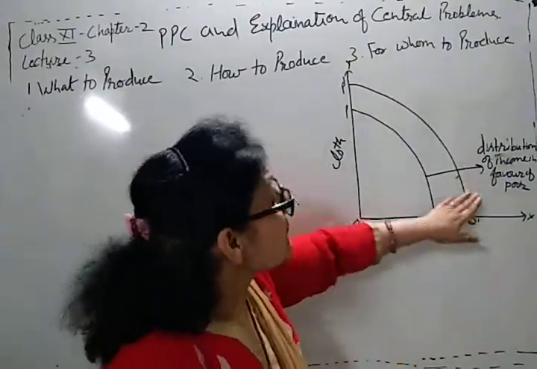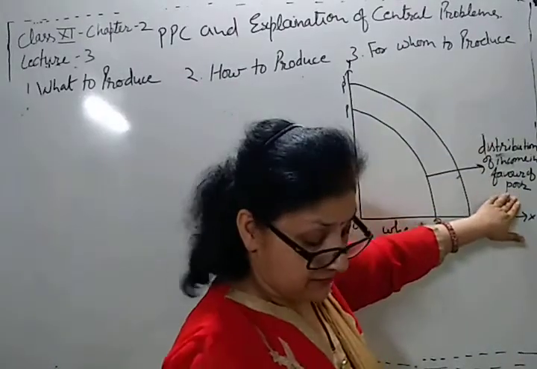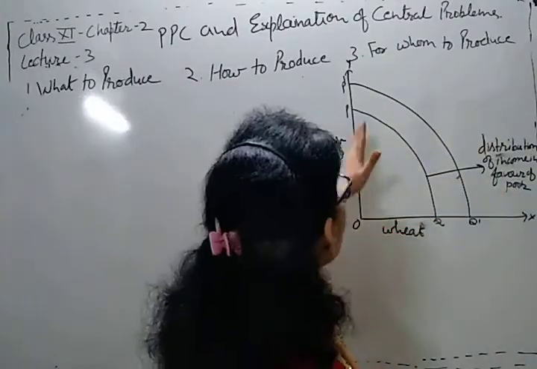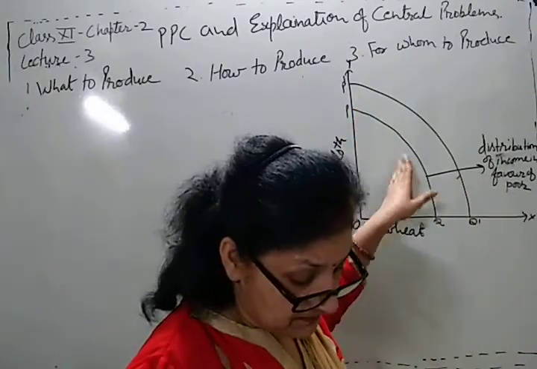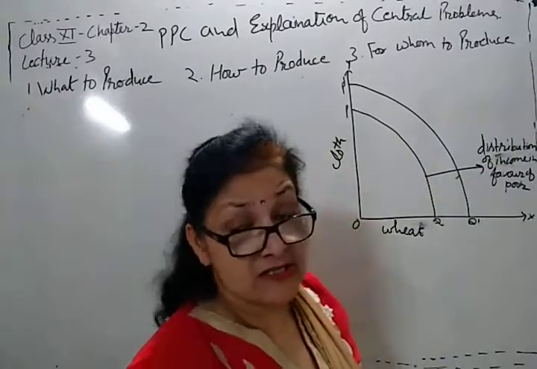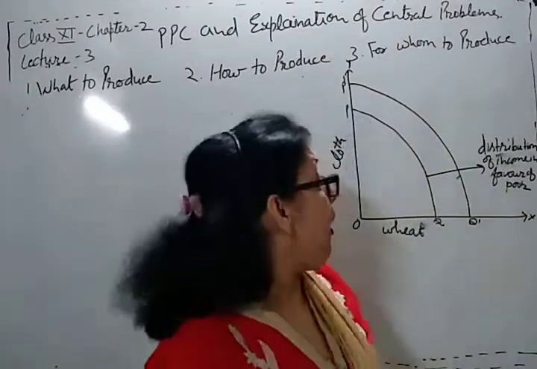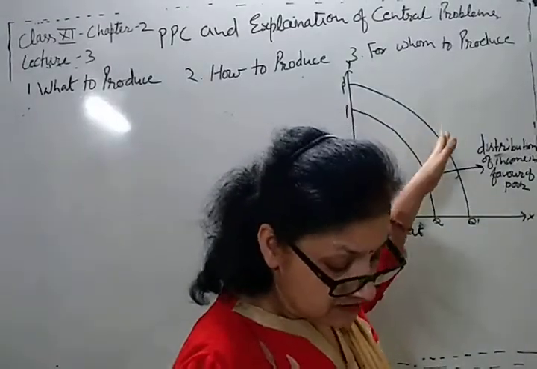When distribution of income is equal, meaning it is in favor of the poor, then PPC remains low. PPC remains low means it shows that there is no surplus in the economy for further investment, or GDP growth remains low.